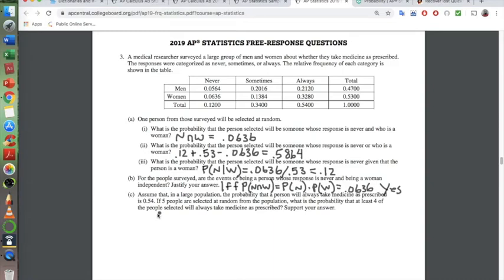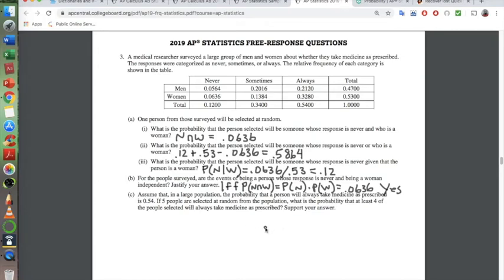Okay, and moving along to letter C. Assume that in a large population the probability that a person will always take their medicine as prescribed is 0.54. If 5 people are selected at random from the population, what is the probability that at least 4 of the people selected will always take their medicine as prescribed?